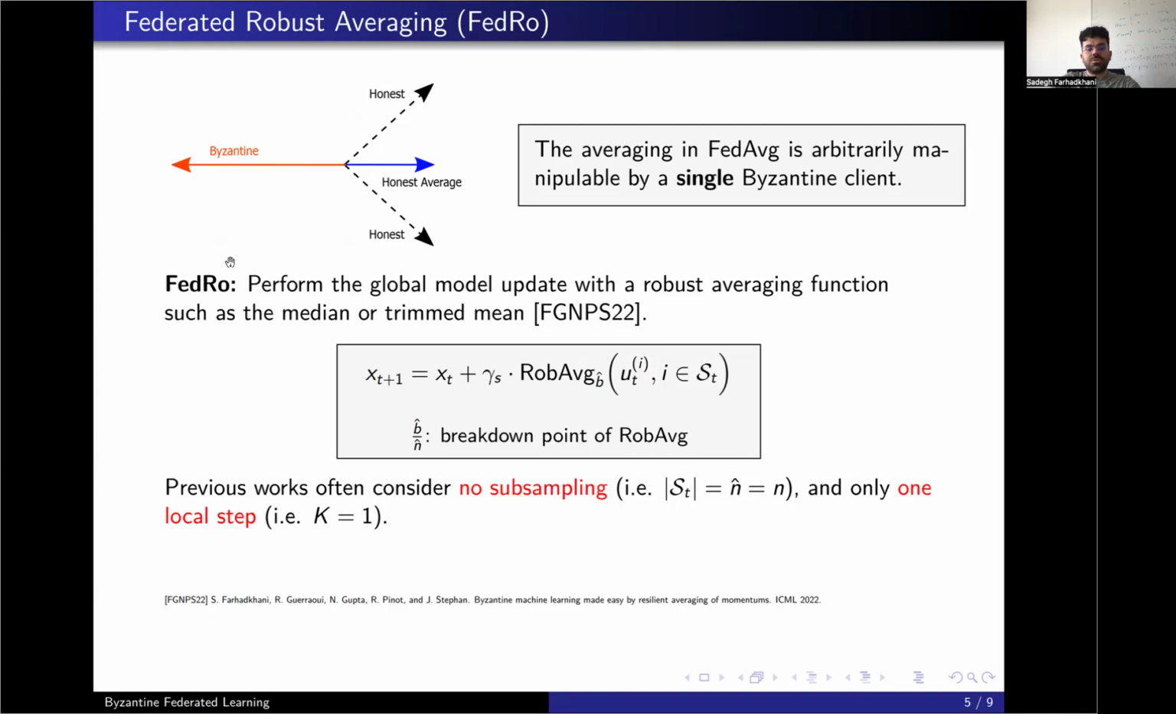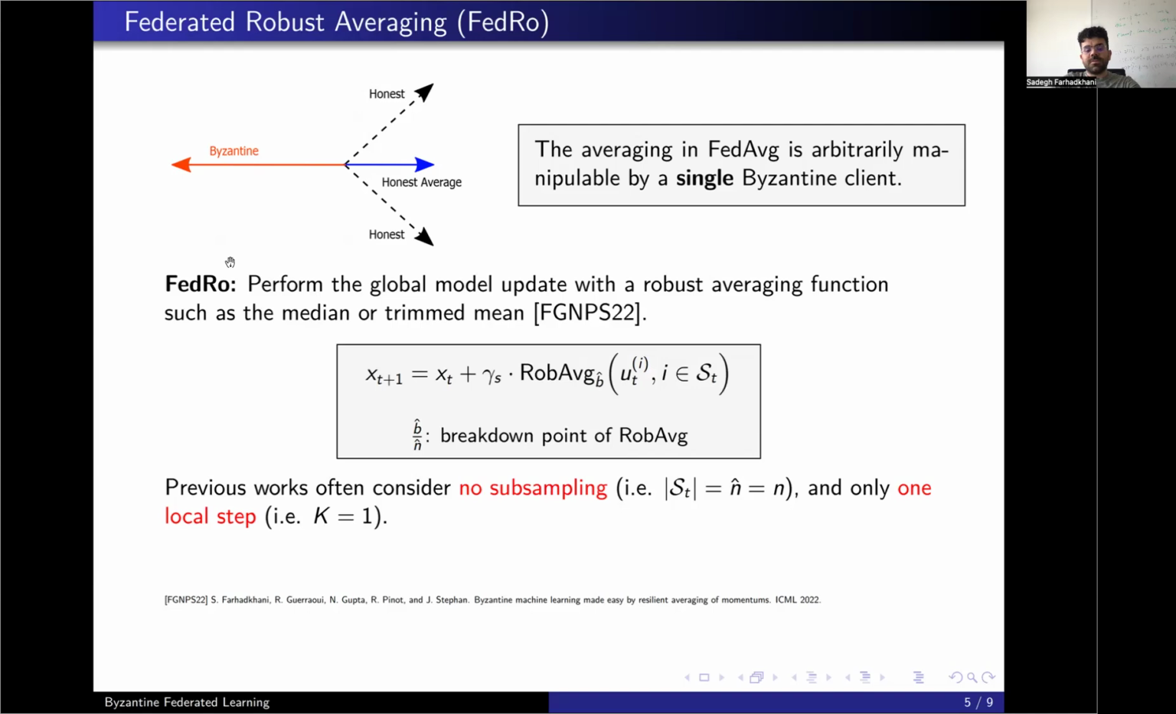To solve this issue, it's been proposed by several previous works to replace the averaging operation at the server with a robust aggregation function, or a robust averaging function. For instance, the median or trimmed mean, and there is a long list of different aggregation functions that have been studied by different previous works.